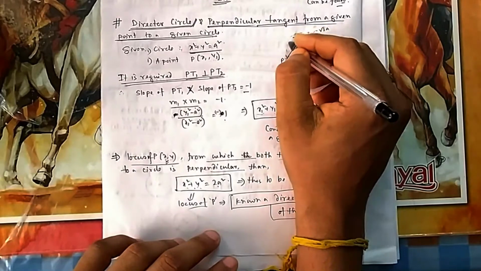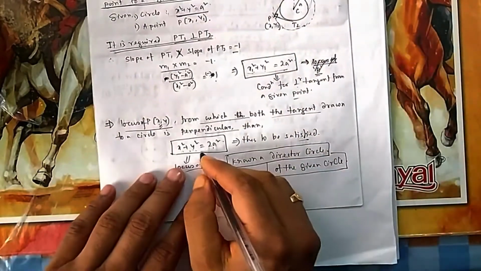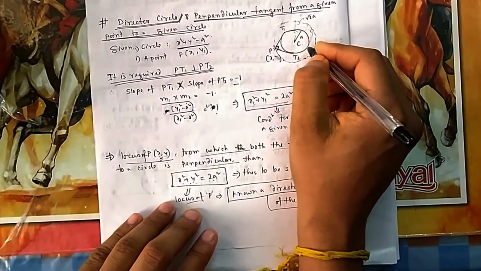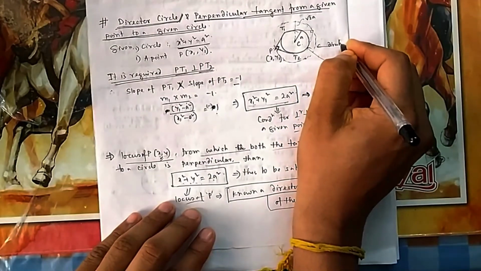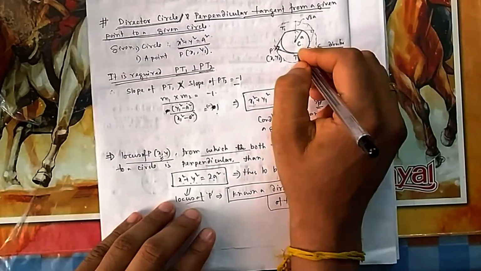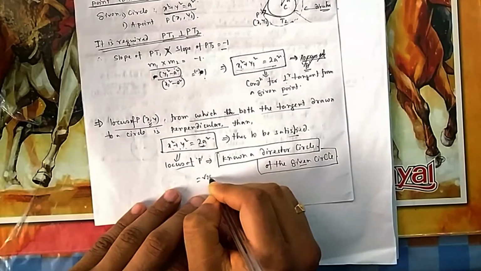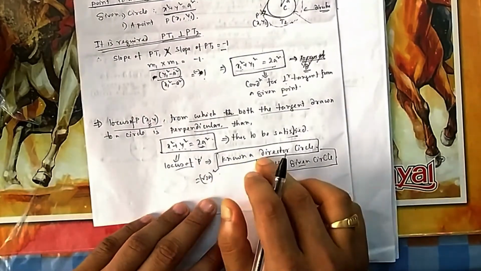That's why I have drawn this dotted line, and that's why I have given it root 2a. So this is also a circle, and this circle is known as the director circle of the given circle. This one is the given circle, and this is the director circle, with a radius of root 2a. You can see it is root 2a whole square. So what is the radius of the director circle? Root 2a.